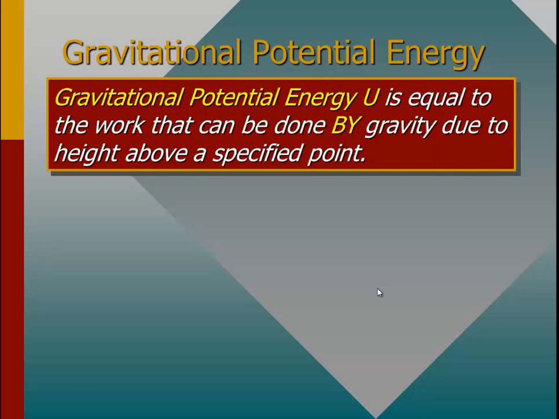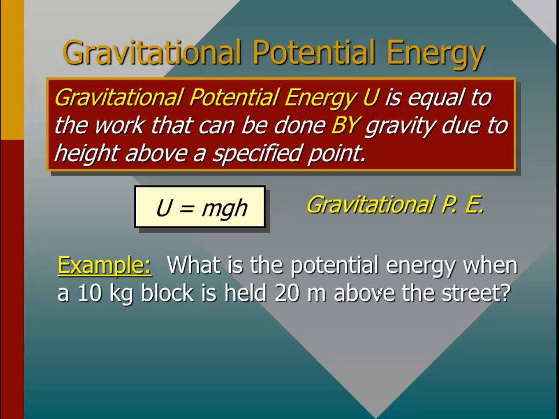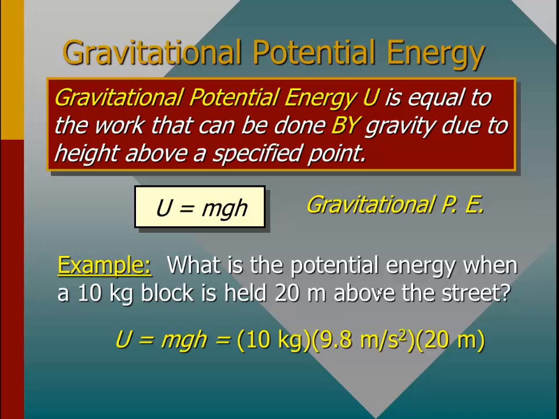Gravitational potential energy U is equal to the work that can be done by gravity due to height above a specified point. So U equals mgh is gravitational potential energy. Here's an example. What is the potential energy when a 10 kilogram block is held 20 meters above the street? We just plug in m is 10 kilograms, g is 9.8 meters per second squared, and h is 20 meters. So we get the potential energy is 1,960 joules.